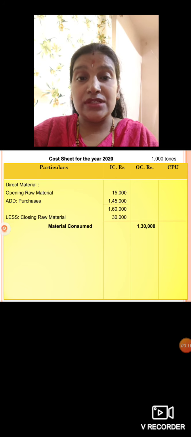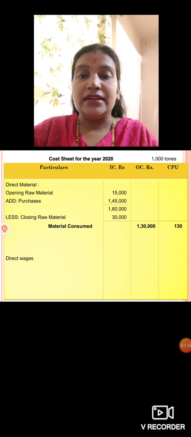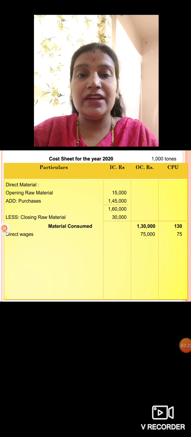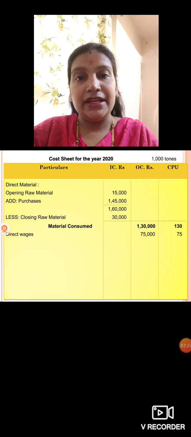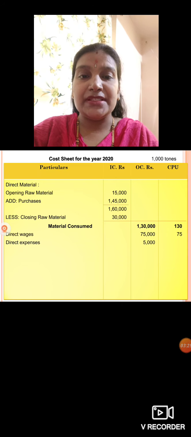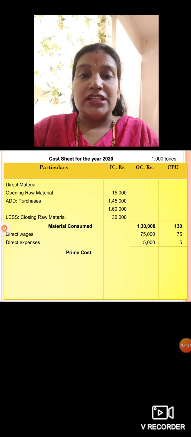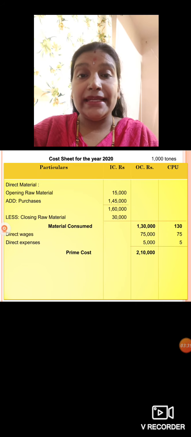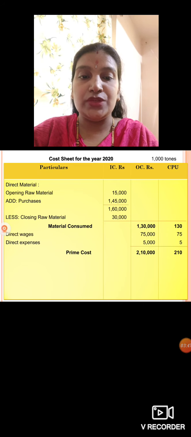1,30,000 divided by 1000 tons, how much will you get? 130 rupees. Next we are going to add direct wages here. How much do we have in direct wages? 75,000. Divided by 1000 tons, you will get 75 rupees. Then next we have direct expenses. How much? 5,000, and if you divide it by 1000 you will get 5 rupees. Then prime cost, how much will we get now after adding all? 2,10,000 is the total cost, and per unit you will get 210,000 divided by 1000 tons, which is 210.